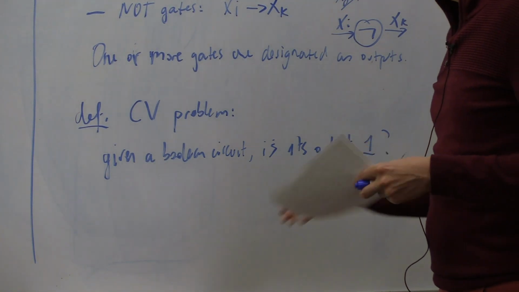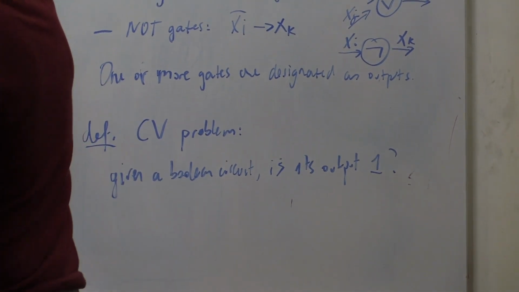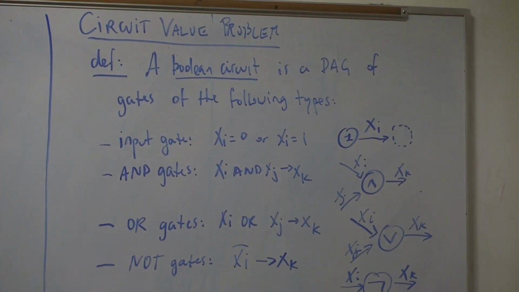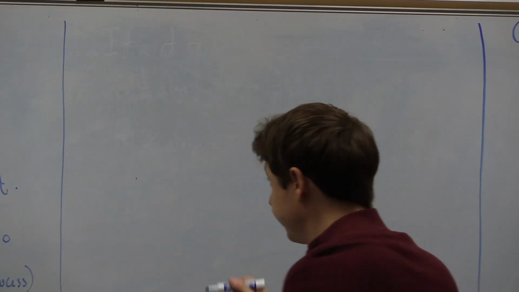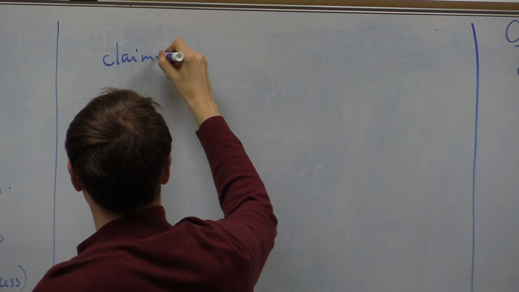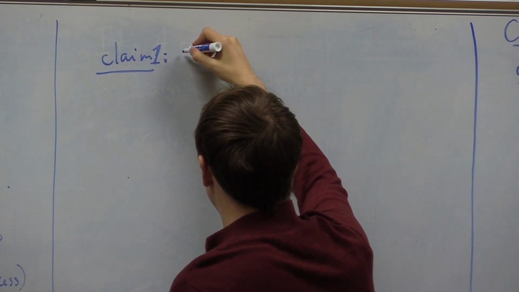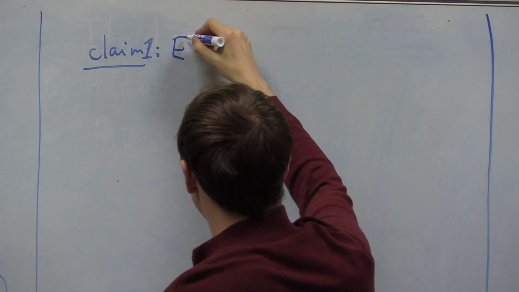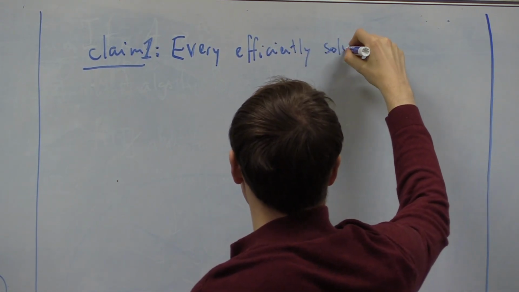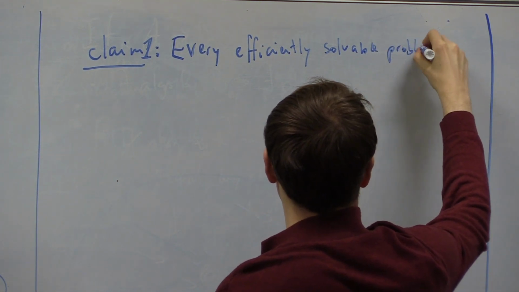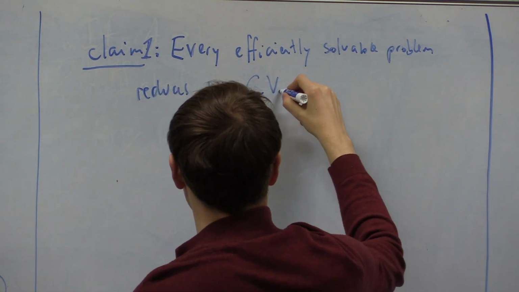But let me first make some space here. A statement that may sound surprising, that I'm going to write as claim 1: every efficiently solvable problem reduces to the circuit value problem.